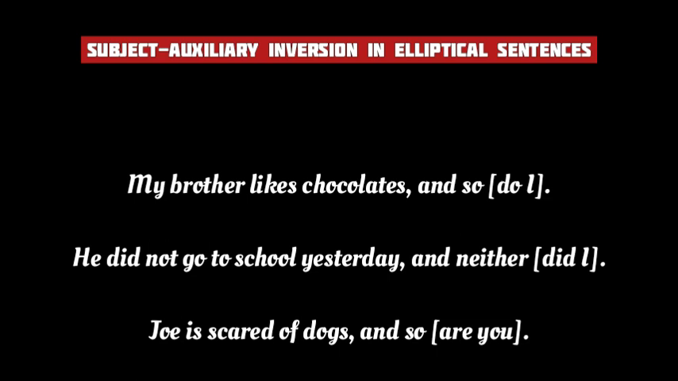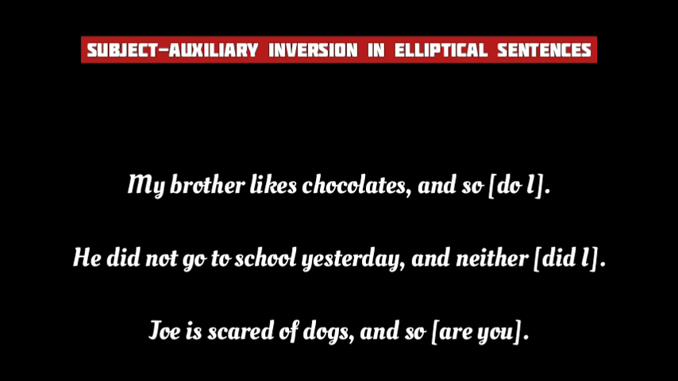What is an elliptical sentence? Well, an elliptical sentence is one in which a word or phrase is eliminated or omitted to avoid its repetition. For example, my brother likes chocolates and so do I. In the second clause of this sentence, the verb likes is omitted to avoid its repetition, and therefore the auxiliary do is inverted with the subject I.